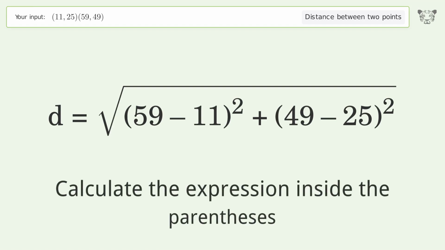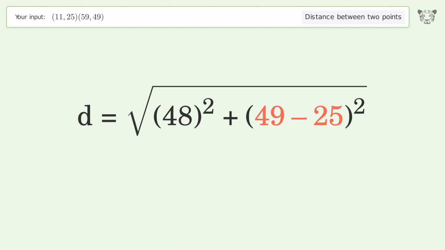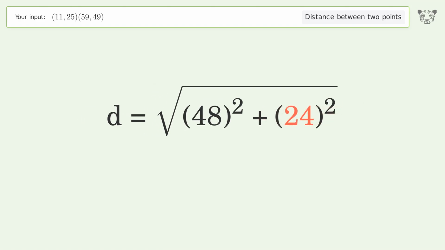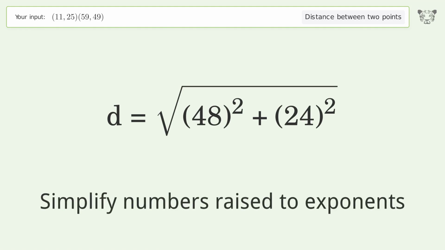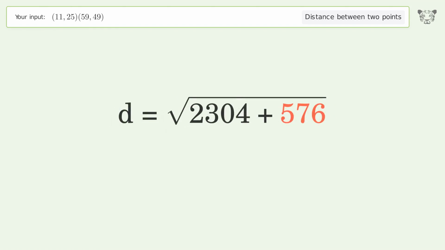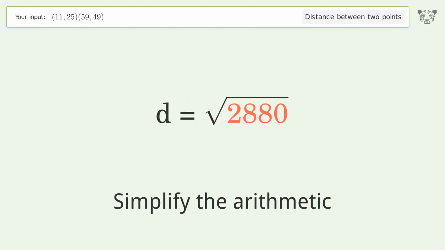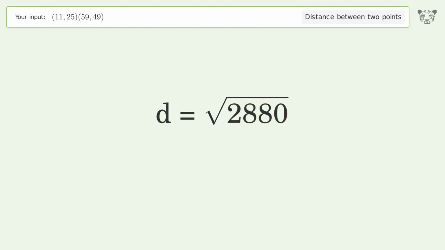Calculate the expression inside the parentheses. Simplify numbers raised to exponents. Simplify the arithmetic. And so the distance between the 2 points is the square root of 2,880, or 53.666.